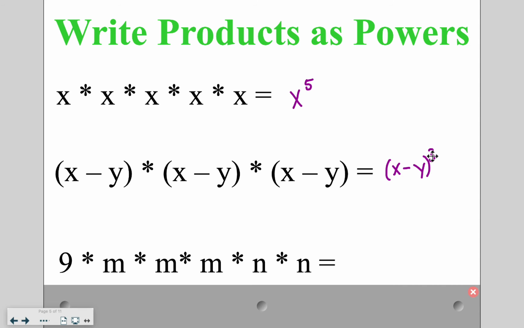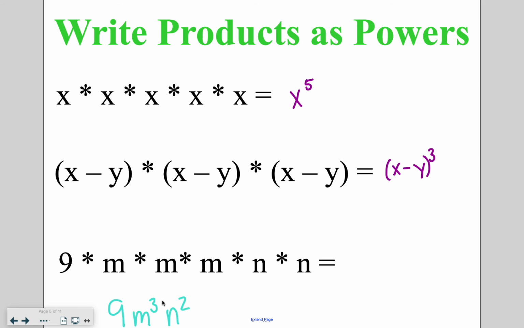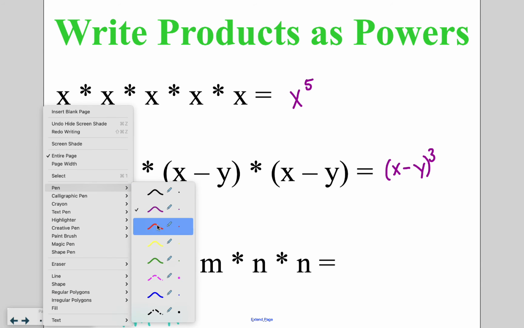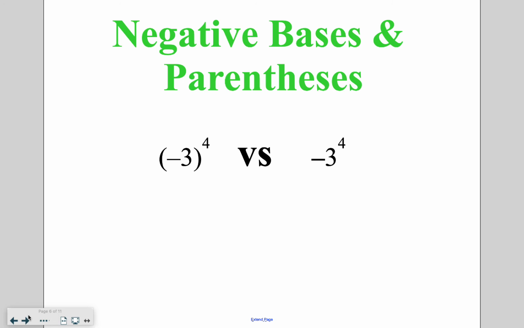Go ahead and try this bottom one on your own. So we have 9, and then we have m to the third and n to the second, because there are 3 m's and 2 n's.